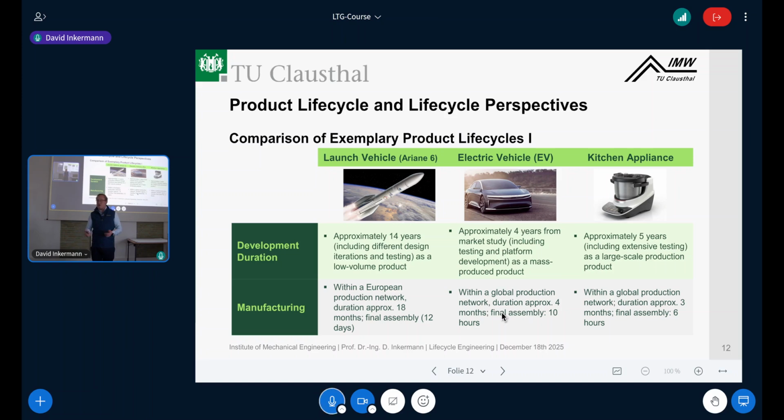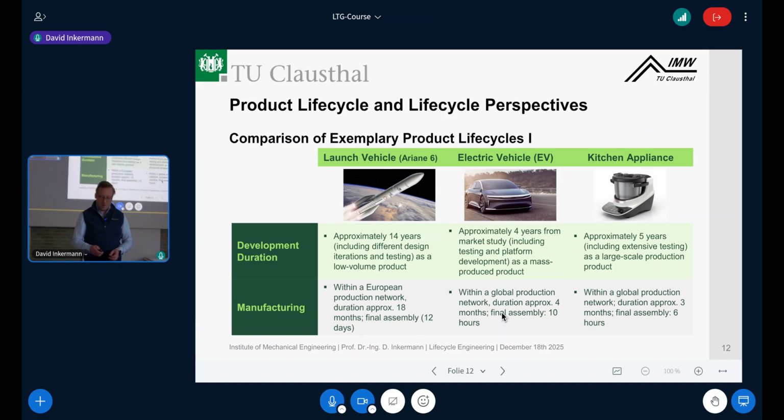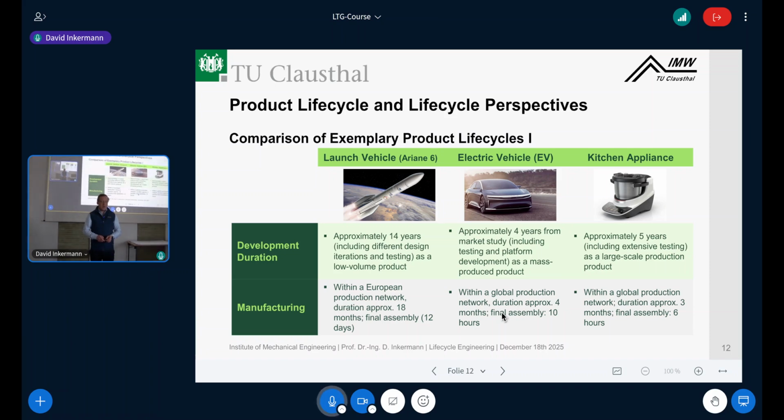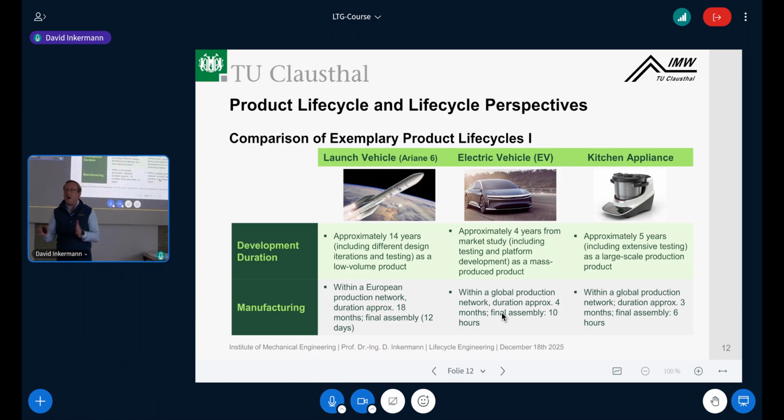And also with regard to manufacturing, there are high differences. The Ariane program or vehicle is developed and produced in a European network. The other ones are more produced and developed in a global context. So you can also see here, that's a little bit of a rough estimation, 18 months needed to manufacture the Ariane, 3 months needed to manufacture this kitchen appliance. And that is just to give you an understanding that the durations of the different life cycle phases are very different, yes?